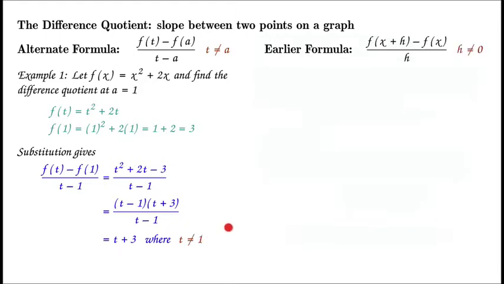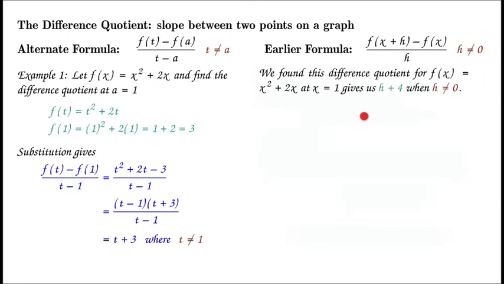Now, our other form, or earlier form that we used for the difference quotient, looks like f of x plus h minus f of x over h, where h was not 0. Again, being careful not to divide by 0. And we actually looked at this exact function earlier, f of x equals x squared plus 2x, at the x value of 1. And that difference quotient gave us h plus 4 when h was not 0. So we want to see how these two different values relate, this h plus 4 and this t plus 3.